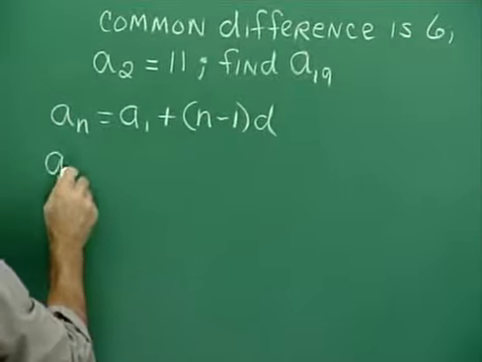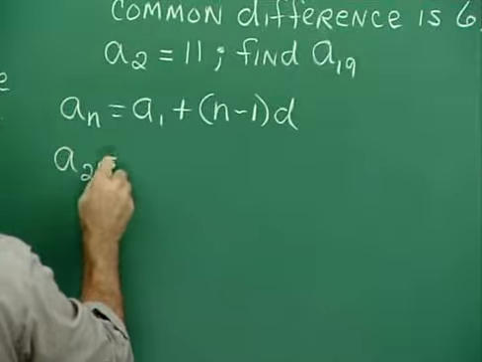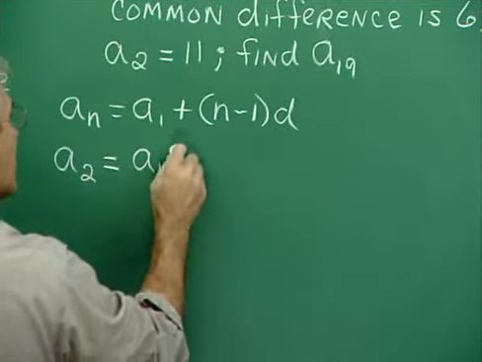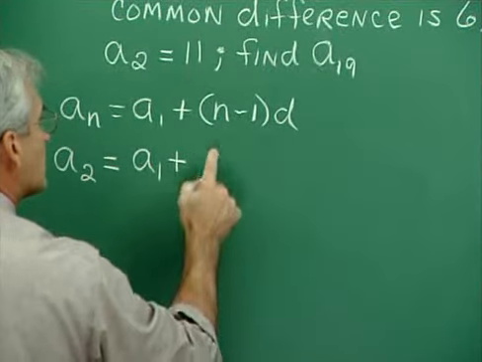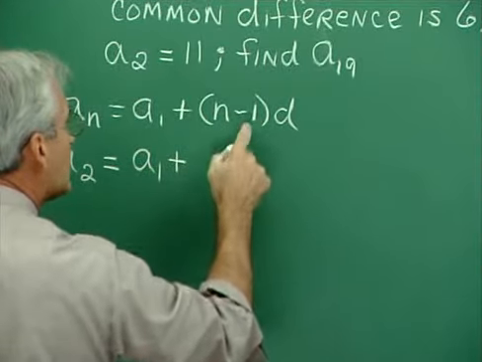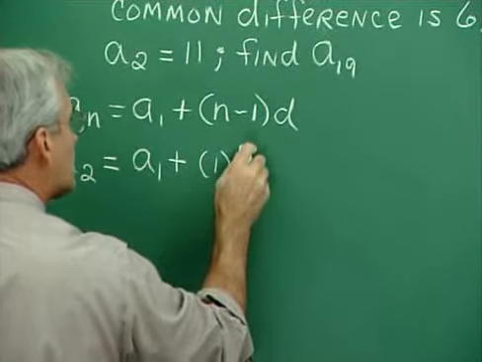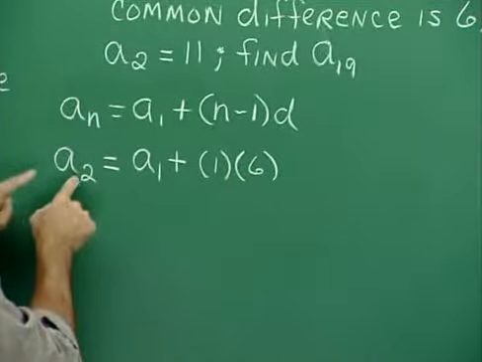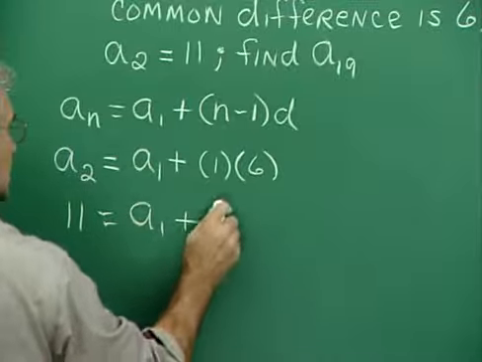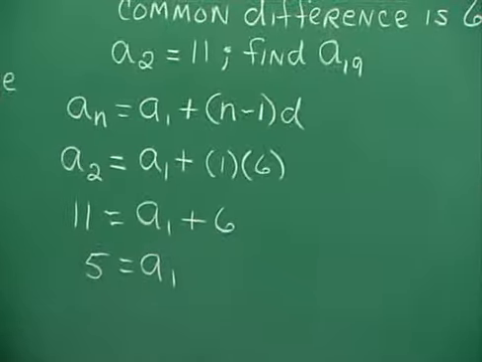You see, it turns out that we can actually find a sub 1 like this. If a sub 2 is 11, then we know that a sub 2 is found by taking a sub 1 and adding n minus 1 differences. But n minus 1, wait a second, n is 2. So n minus 1, you see, would be 2 minus 1, or simply 1 times the common difference, 6. Now, a sub 2 we're told is 11. So we have 11 equals a sub 1 plus 6. Subtract 6 on both sides, and we find a sub 1 to be 5 as expected.